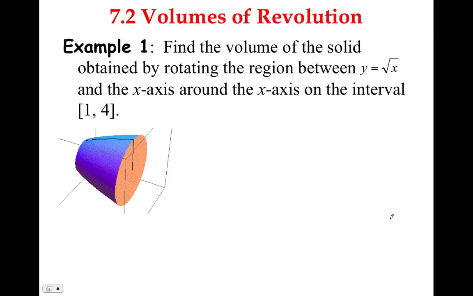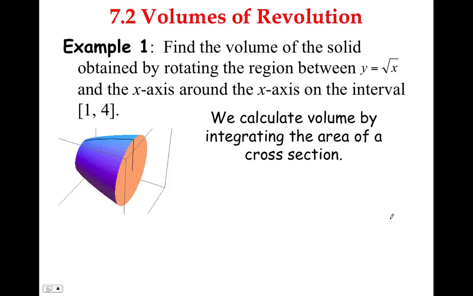So first example I have relies on that function that we used in the warm-up, but now I want you to find the volume of the solid that we obtain when we rotate that region around the x-axis, specifically on the interval from x equals 1 to x equals 4. And so we calculate the volume by integrating the areas of the cross-sections.